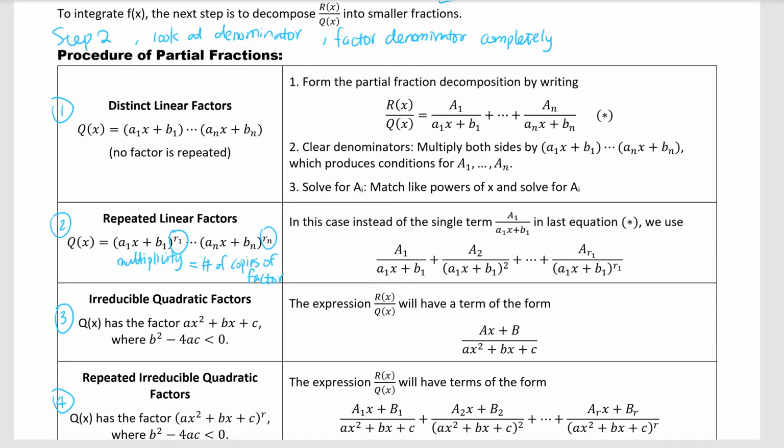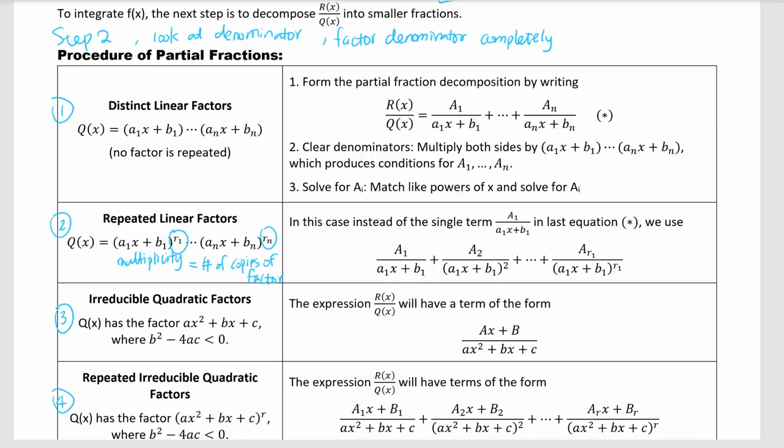Okay, so next, case 3, irreducible quadratic factor. So what is an irreducible quadratic? Well, irreducible quadratic means the quadratic factor cannot be decomposed into a product of two linear factors. And what does that mean?